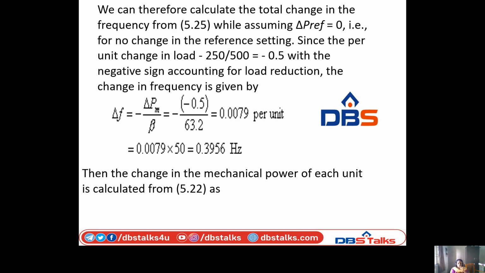We get 0.0079 per unit. We can convert the per unit value into hertz: 0.0079 into 50, which gives 0.3956 Hz.